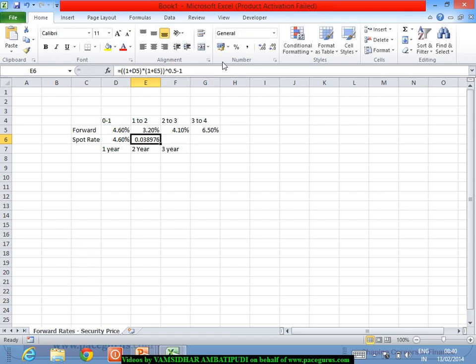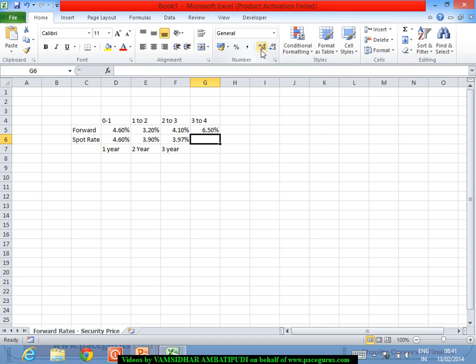In this case, the 2-year spot rate has become 3.9%. For the 3-year spot rate, I'm doing 1 plus 4.6 multiplied by 1 plus 3.2 multiplied by 1 plus 4.1. All three again I have to take to the power 1 by 3 and then subtract 1. This takes my 3-year spot rate to 3.97.